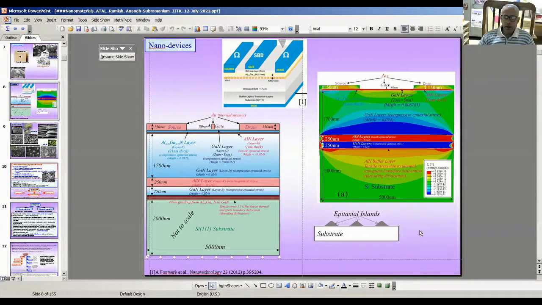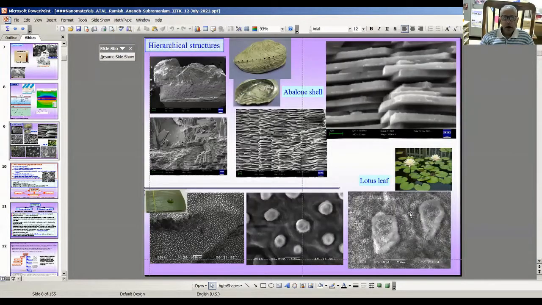So in epitaxial islands also, for instance, one of the experts in this area is Professor Madhav Ranganathan in the chemistry department here, who does kinetic Monte Carlo simulations to grow these. You have epitaxial islands, which can also be in the nanoscale. Not only can you have individual structures, you can have something called hierarchical construction of these structures.